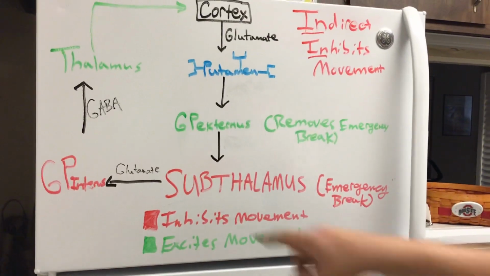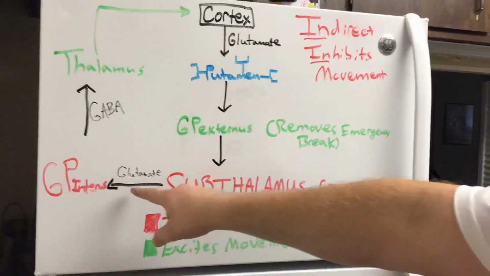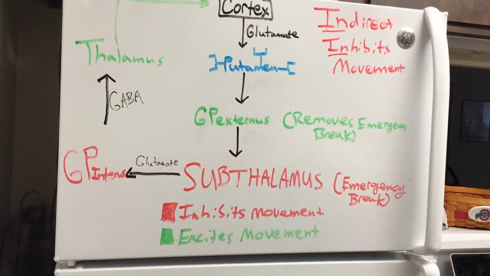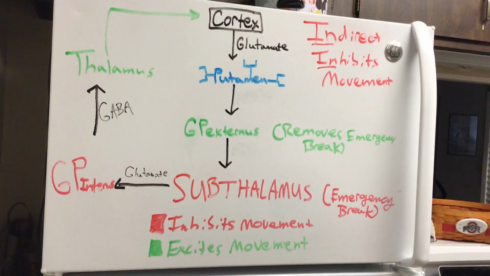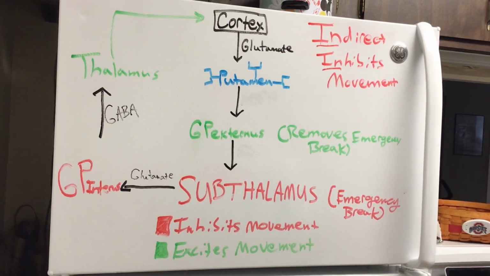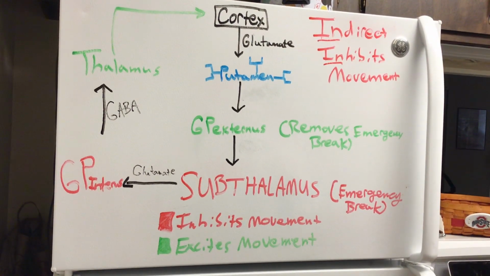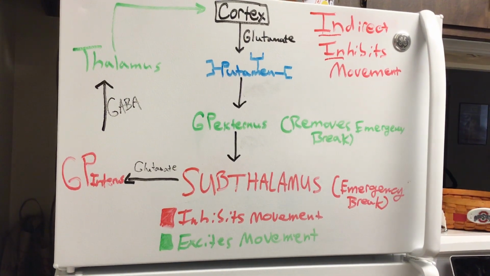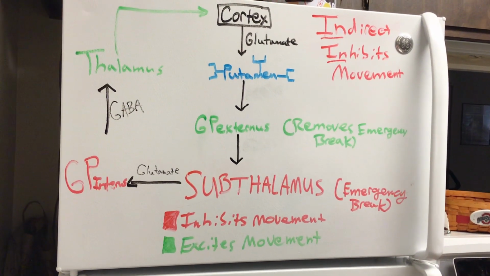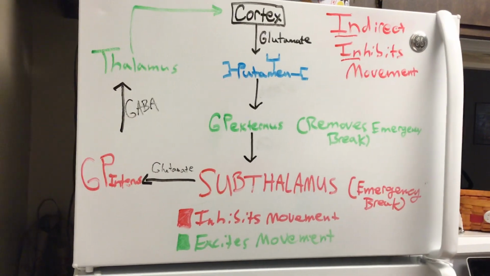And you can see that here because the subthalamus releases glutamate onto the globus pallidus internus and really gets the globus pallidus internus going. So I like to think of the globus pallidus internus as a brake with your foot, and I like to think of the subthalamus as an emergency brake to really stop that car, to really stop that movement. Okay? So now, how does the globus pallidus externus fit into this picture?